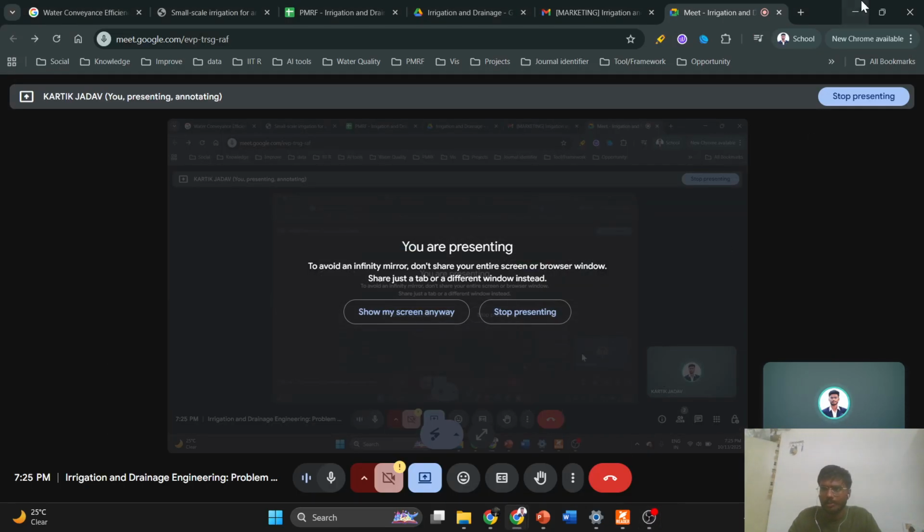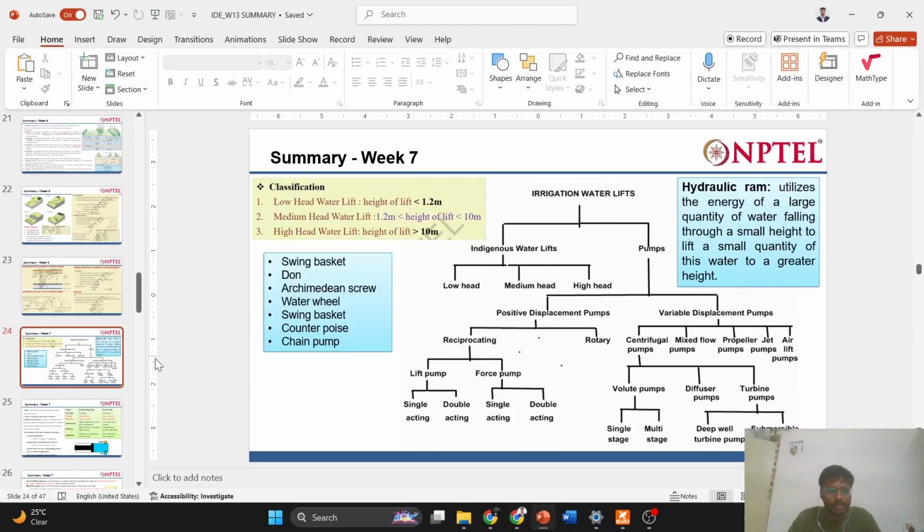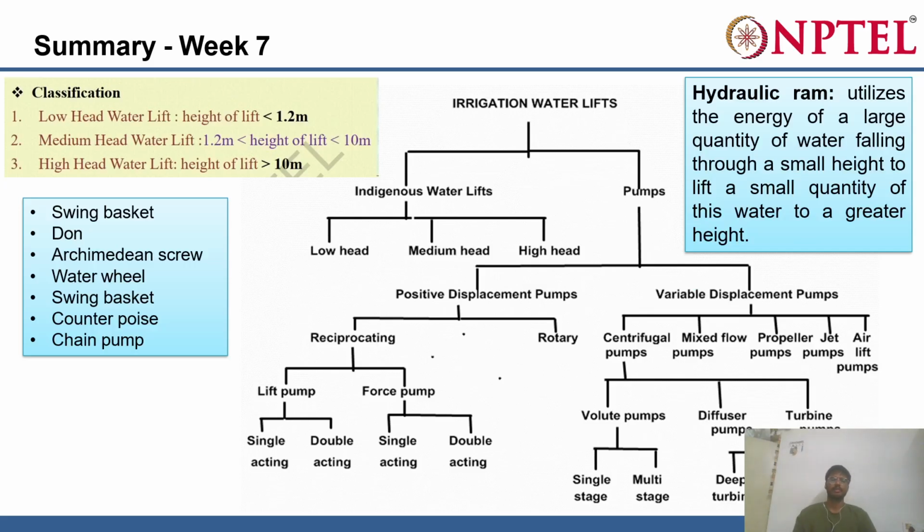Let's finish our remaining part. So it's more fresh content, right? From week number 7, we focus on pumping devices. As the major water requirement is fulfilled by groundwater, we need to understand that if you want to transfer water from one place to another, you require certain lifting devices.